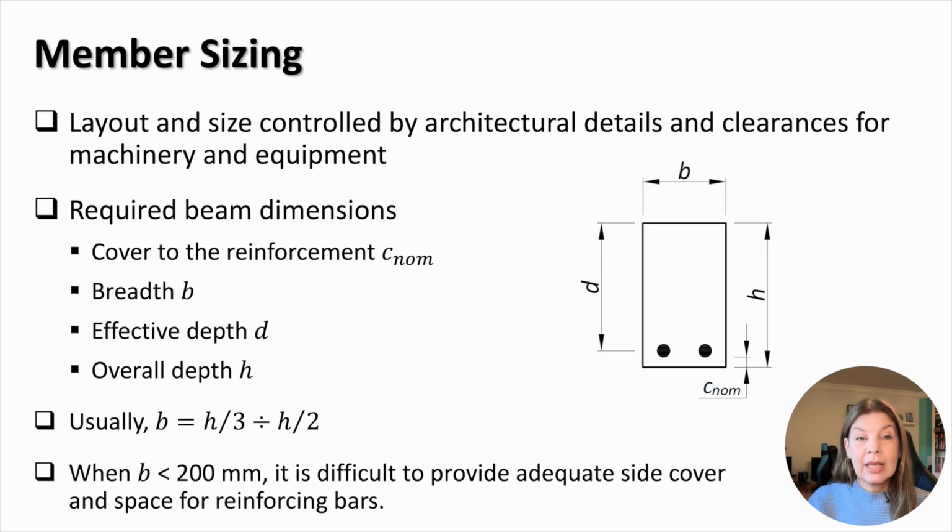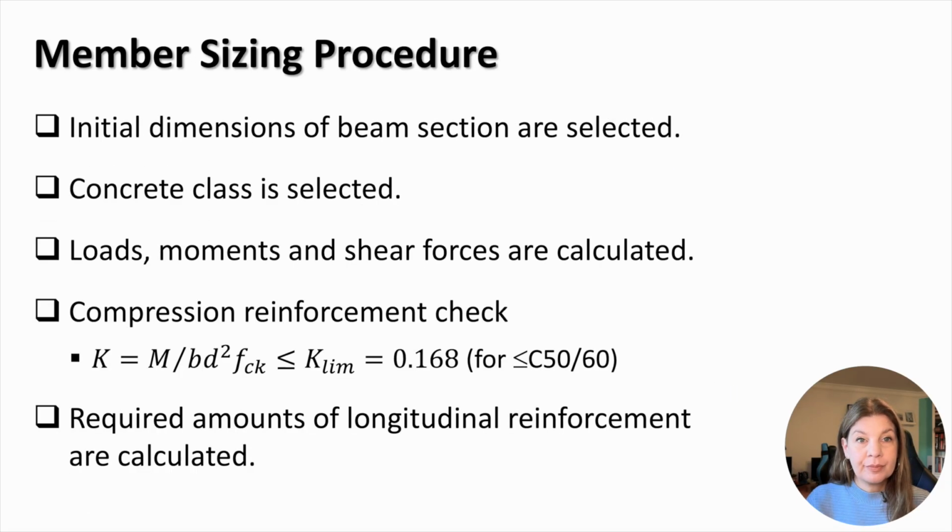The layout and size of beam cross-sections are controlled by architectural details and clearances for machinery and equipment. The required beam dimensions consist of the section breadth, overall and effective depths, and nominal cover to reinforcement. Usually, the beam breadth is between a third and half of the beam overall height. When the beam breadth is smaller than 200 millimeters, it is difficult to provide adequate side cover and space for reinforcing bars. Member sizing is an iterative process, and it represents an integral part of member design.